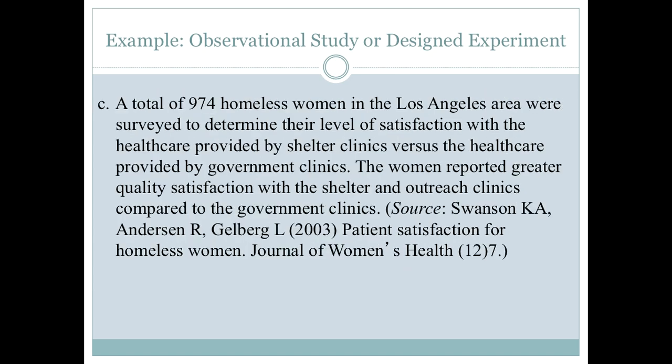All right, let's look at this one here. A total of 974 homeless women in the LA area were surveyed to determine their level of satisfaction with healthcare provided by shelter clinics versus healthcare provided by government clinics. And then the women actually reported greater satisfaction with the shelter and the outreach clinics compared to the government clinics. This one's going to be cross-sectional, so we're just looking over a very short period of time and asking them to answer some questions. It's an observational study, but it's cross-sectional.